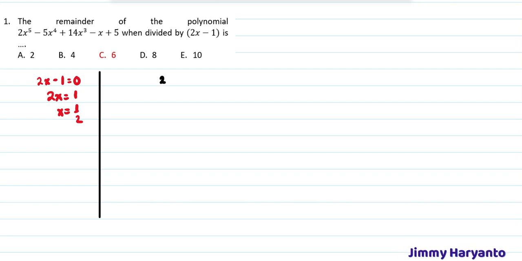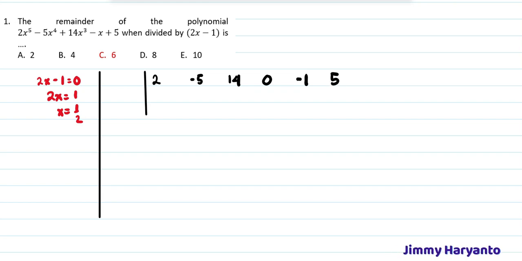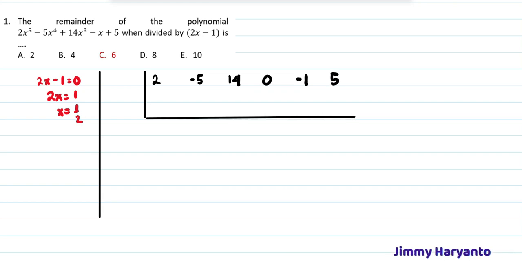For me, I want to use Horner's method rather than the remainder theorem. So 14 for the x cubed. The x squared is not there, so you have to write 0, and then the x is -1, and then 5. Okay, and then we only have to create the diagram, and you write down half right there, and then this one will go down to 1, -4. Remember, when you do Horner, you will add, not minus.